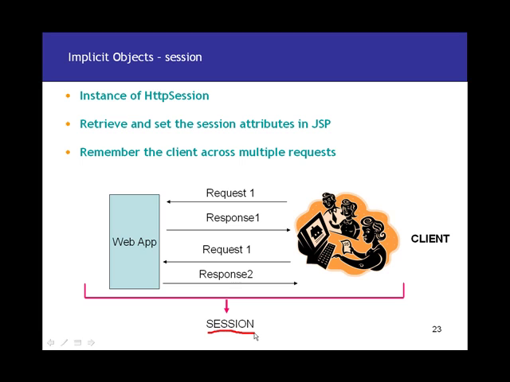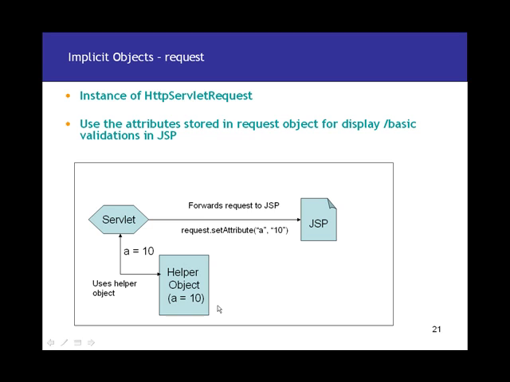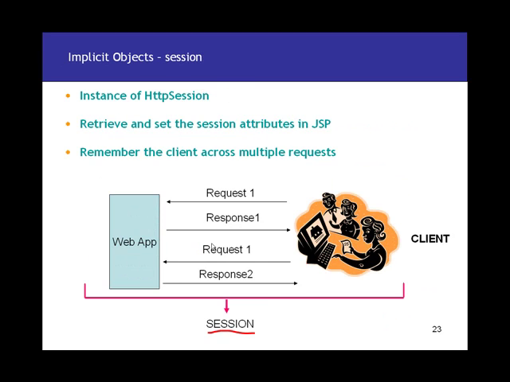Okay, so in this case I'm going to save the value in the session object. I'm going to save the username at the session scope, and not the request scope. And I'm going to forward that request to this JSP, where again I'll retrieve it using the session implicit object and display that on the page, right?